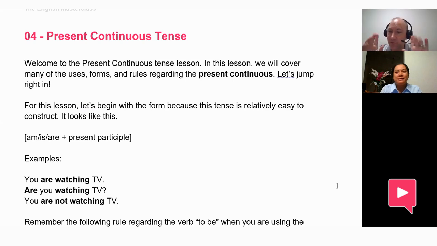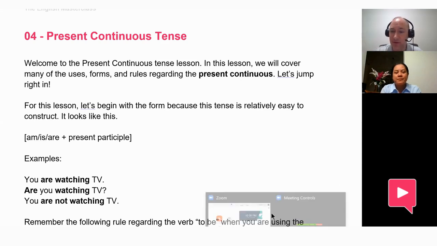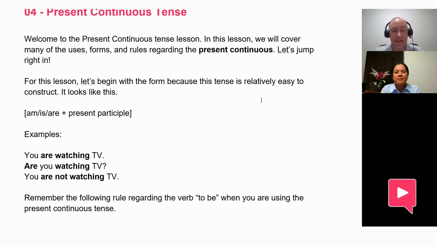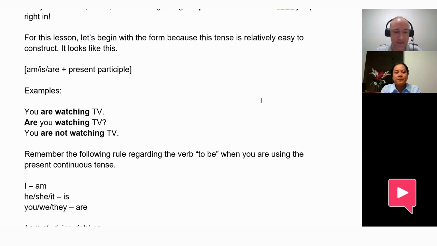So the emphasis is on the right now. That's really what it's used for. The future isn't really so important, but it is continuous and it is happening right now. So that's the primary use of this tense.